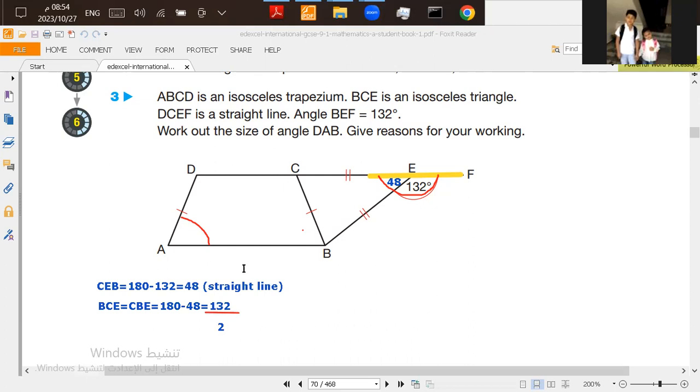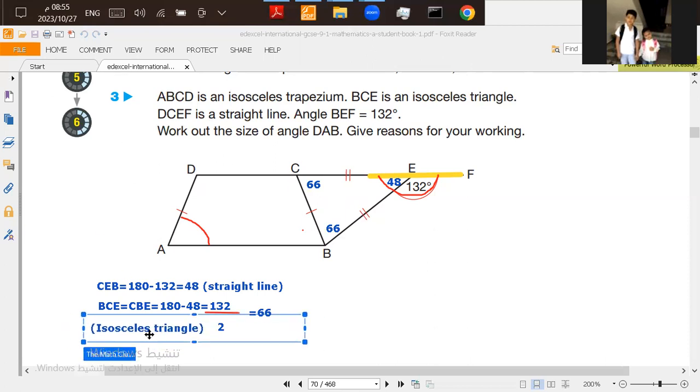132 divided by 2, and the answer is 66. So this one is 66, and this one is 66. So we found the angles of the isosceles triangle, the base angles. And what's the reason? As we said, it's an isosceles triangle. I can write isosceles triangle. Good. So the reason is an isosceles triangle, and that's why we subtract and then divide by 2.